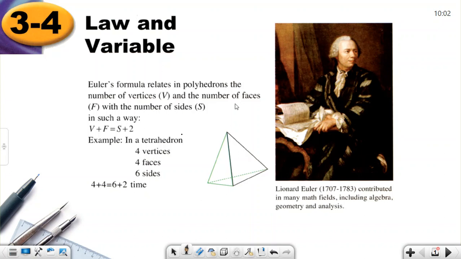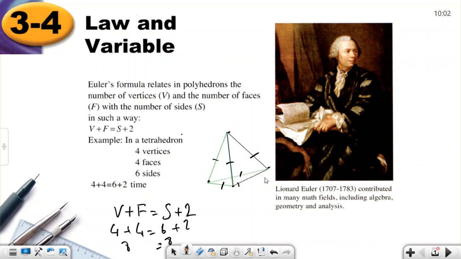The number of vertices, the number of faces, and the number of sides are related by an equation. So vertices plus number of faces is equal to sides plus 2. For example, 4 vertices plus 4 faces is equal to 6 sides plus 2, so 8 is equal to 8. That's a general rule for polyhedrons. You can check polyhedrons on Google, no problem. This is not my rule.